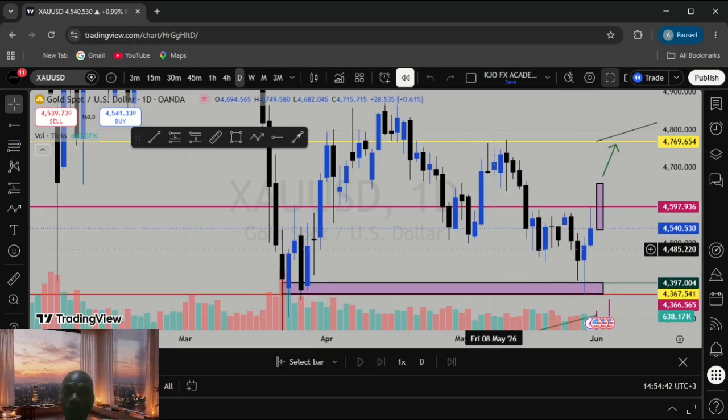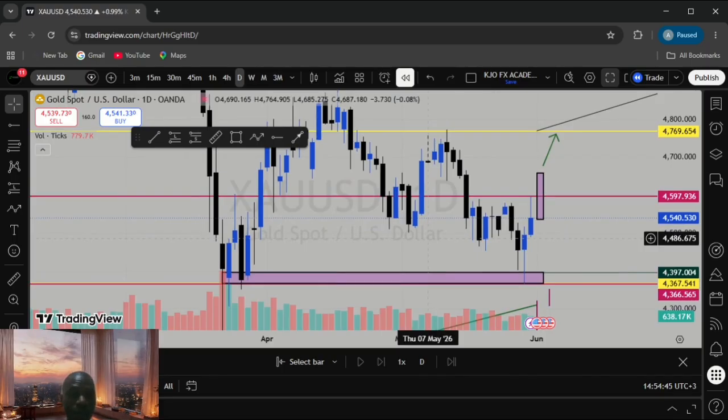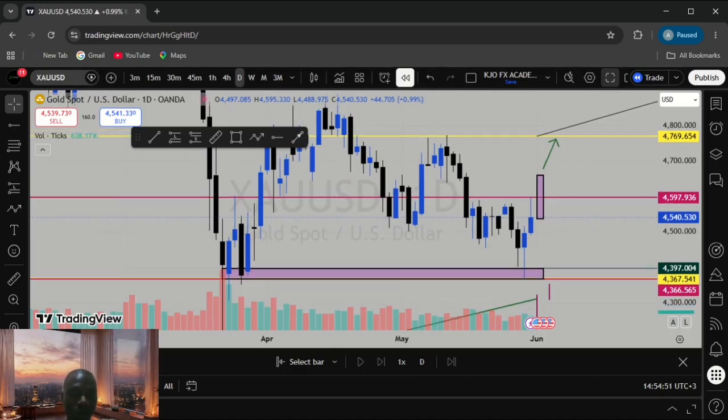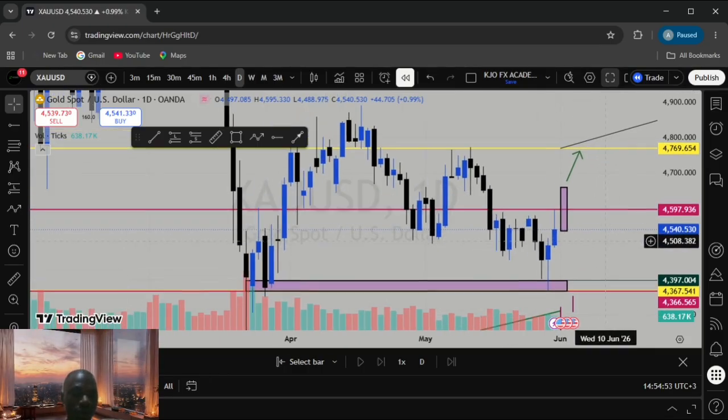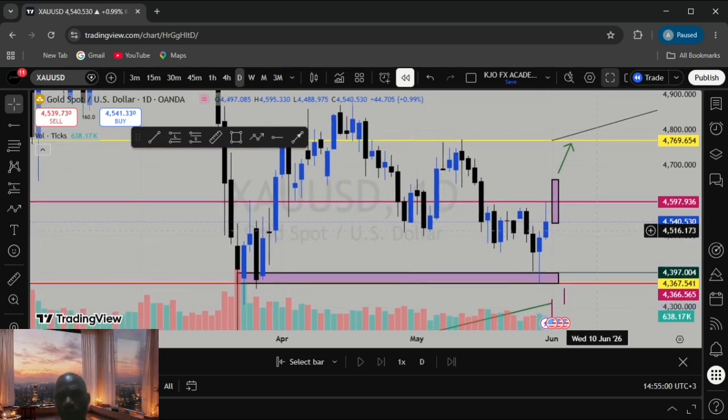So gold is that pair which respects every zone. The only problem with gold, it reacts very fast in every zone. So when you are trading it, you only have to be somehow fast in executing your prices. So you have to be fast when you're executing. So that's how it came.